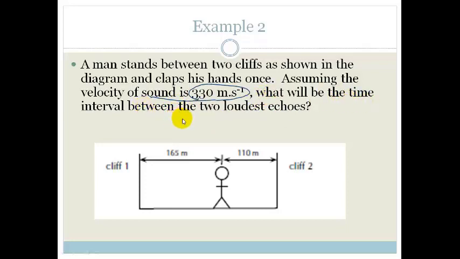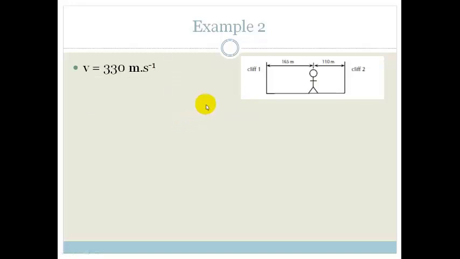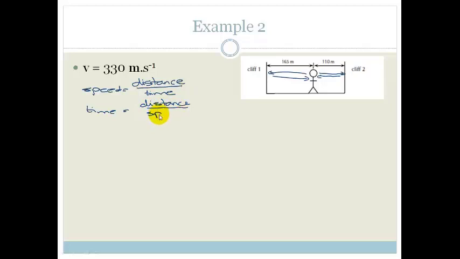So let's think about what we've got here. We want to know how long it takes for the sound to get there and back. So let's have a look at that. They've told us that V equals 330 meters per second. Again, we're going to be using the equation that speed equals distance divided by time, but we're going to rearrange it, and we're going to say time equals distance divided by speed.